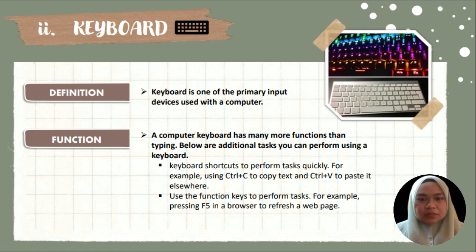A computer keyboard has many more functions than typing. Below are additional tasks you can perform using a keyboard. For example, use keyboard shortcuts to perform tasks quickly, such as using Ctrl+C to copy text and Ctrl+V to paste it elsewhere. Next, control computer hardware. For example, many keyboards can change your speaker's volume.